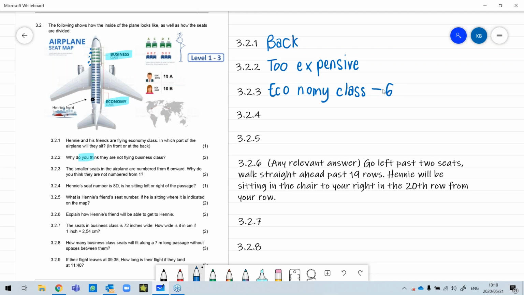3.2.4, Henny's seat number is 8D. Is he sitting left or right of the passage? Okay, so now again, let's have a look at all the information provided in this image. If he is sitting in seat 8D, let's have a look. D, as indicated here, will be on the right of the passage.